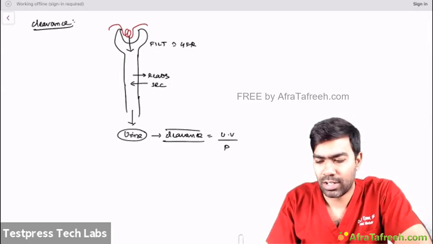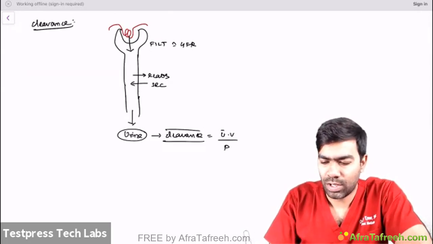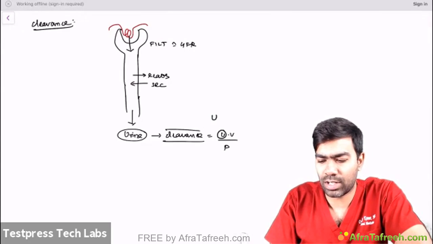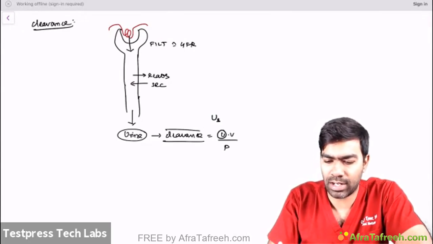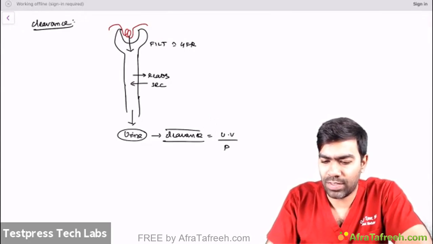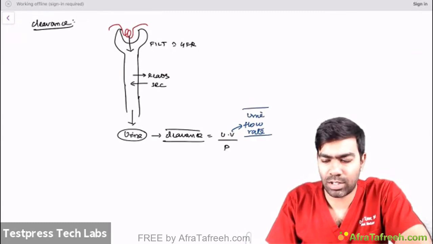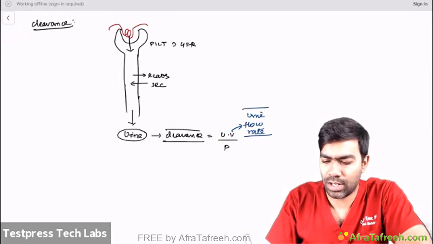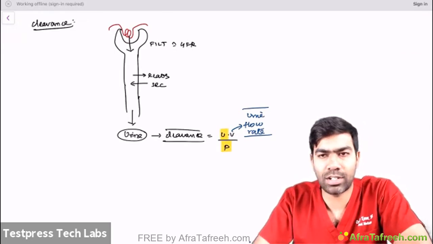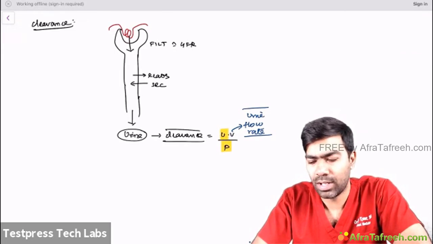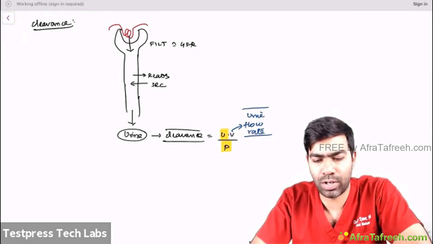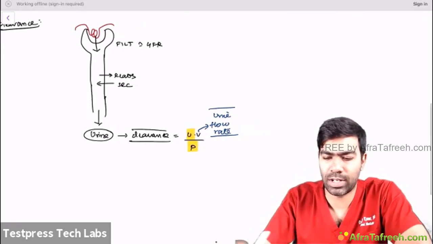Everyone knows that. So what do you mean by U? Here, it is the urinary concentration of that particular substance. And V stands for the urinary flow rate, that is the urine flow rate. And P stands for the plasma concentration of that particular substance. So U and P stand for the concentration of the substance you are dealing with, and V stands for the urinary flow rate. This is the concept of clearance in the first place.